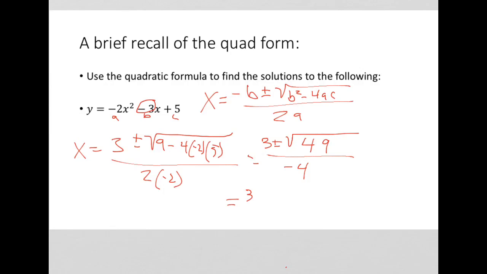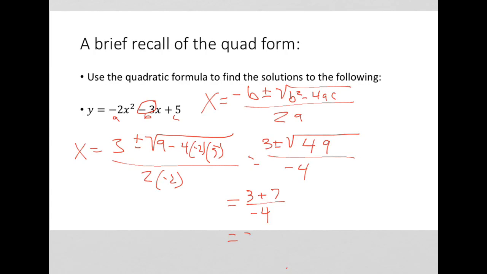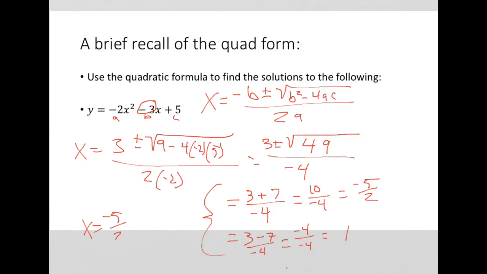Well, that's giving me two separate equations. It's giving me 3 plus 7 over negative 4, and it's also giving me 3 minus 7 over negative 4. That's what that plus or minus means. You literally get two different equations there. So 3 plus 7 is 10. 10 over negative 4. Let's divide numerator and denominator by 2. We're going to get negative 5 halves. And let's go down here. 3 minus 7 is negative 4 over negative 4 is 1. So I found the two solutions. X equals negative 5 halves and x equals 1.